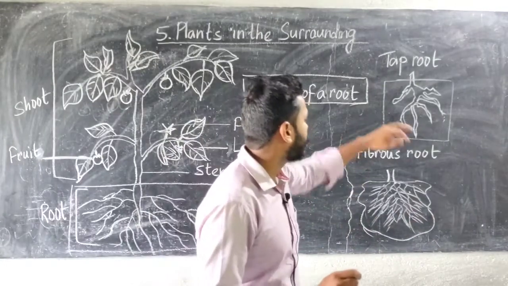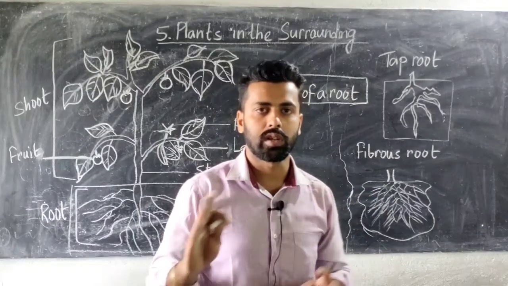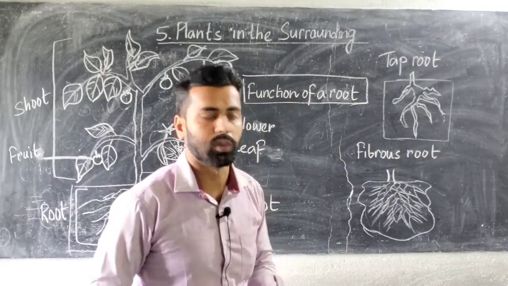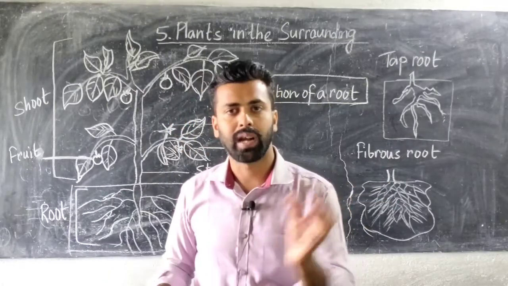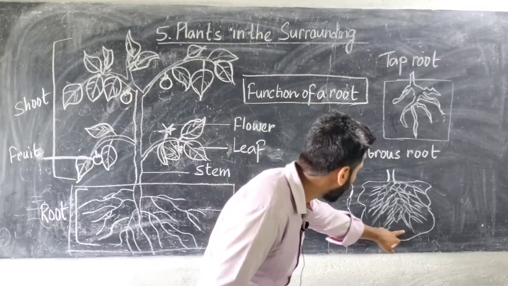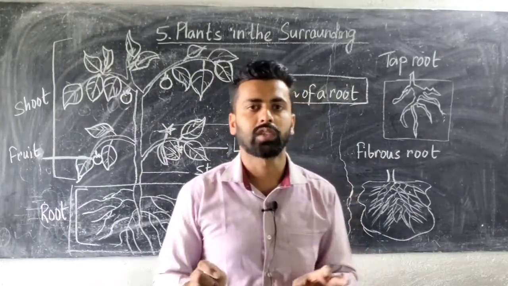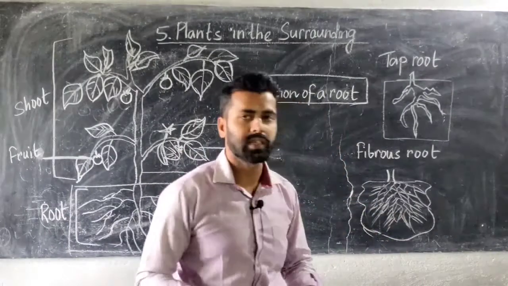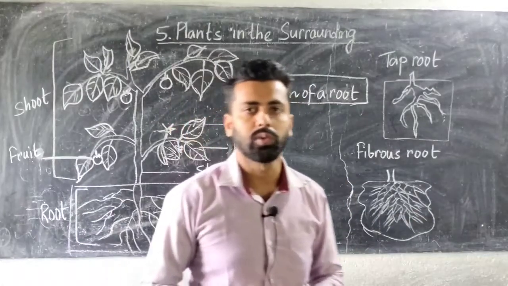You can also find this in the turnip plant. If you see the root of the turnip plant, you will also get the tap root. Next we have the fibrous root. In fibrous roots, many branches are joined from the stem. They form a kind of bushy structure, so you cannot differentiate the branches of the roots. As you can see here, many smaller branches are joined from the stem. These kinds of roots are known as fibrous roots.